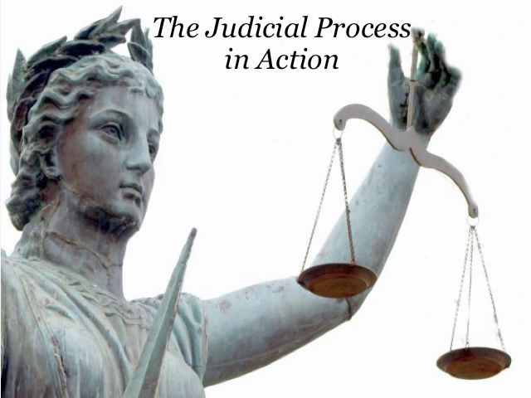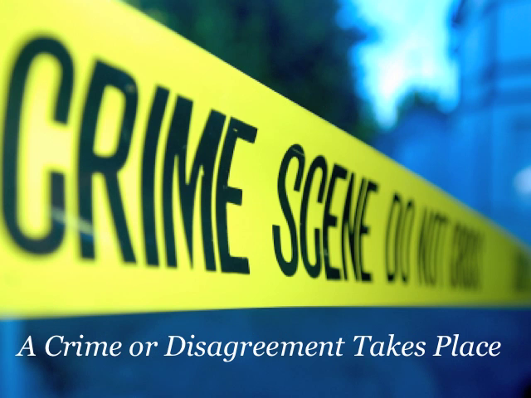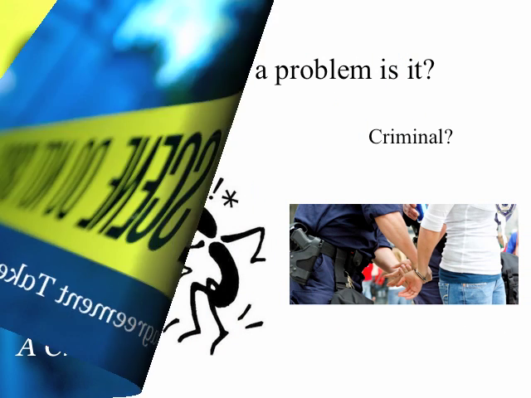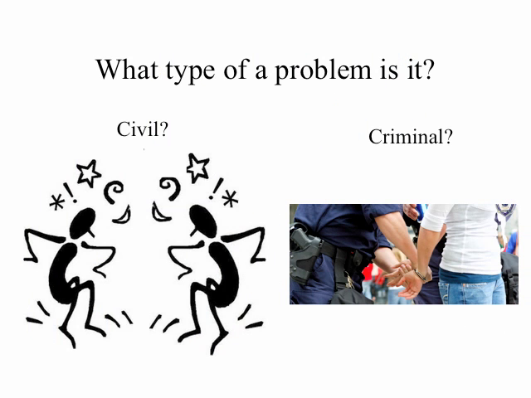In order for any case to become part of the judicial system, a crime or a disagreement has to take place. This could be between people, or between the government and people, or the government and an entity or business or group. This determines if it's a civil case or a criminal case.